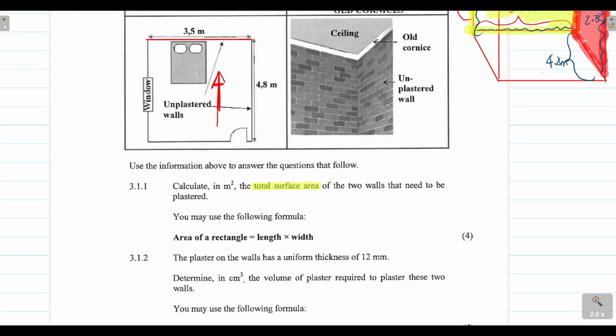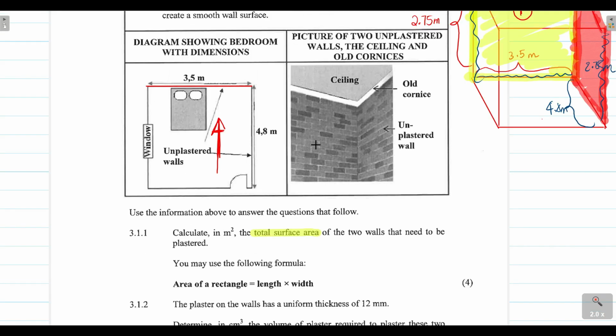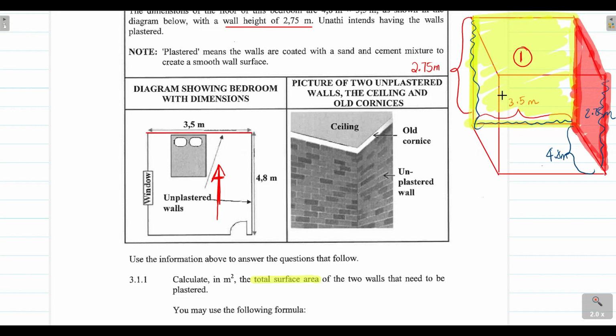So let us have a look at the next question. That is the total surface area of these two walls. That wall and this wall combined, their surface area is 22.825 meters squared. All right, let's have a look at the next question.